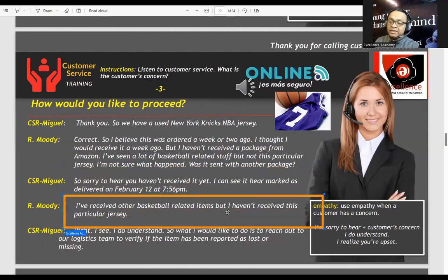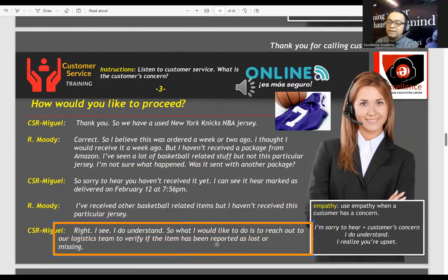The customer says that I received basketball related items, but I haven't received this particular jersey. So she's received other things, but not this particular jersey. The agent continues by saying, right, I see, I do understand. So what I would like to do is to reach out to our logistics team to verify the item, to verify if it was reported lost or missing.